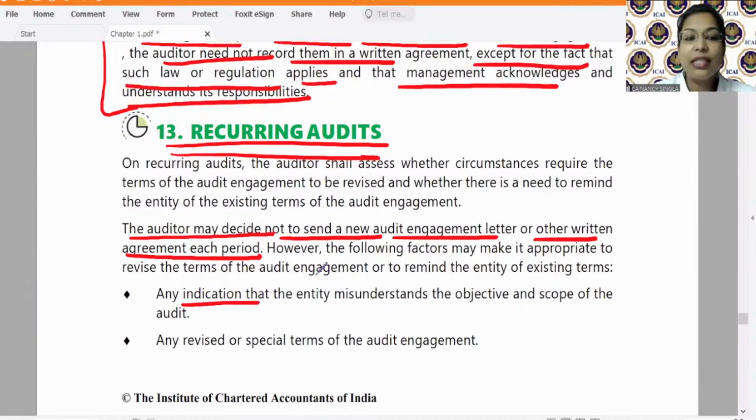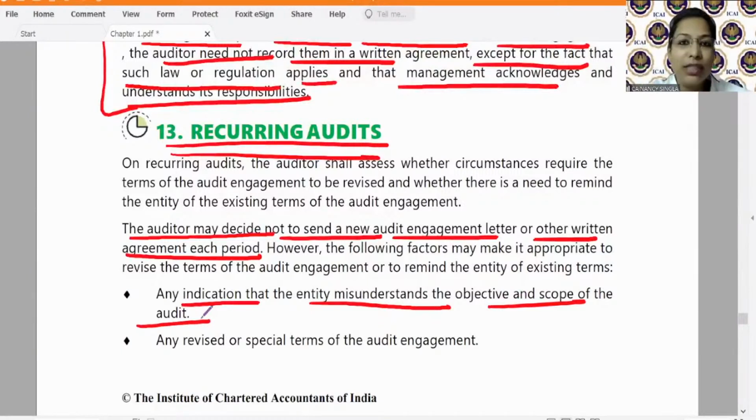If there is an indication that the entity misunderstands the objective and scope of the audit. Last year, the agreement was entered into, but at the time of signing the report, there was some misunderstanding. Management was saying that you were supposed to do that also. The auditor was saying, no, see, it is not mentioned in the agreement. So if there is an indication that the entity misunderstands the objective and scope, then send it again this year also.